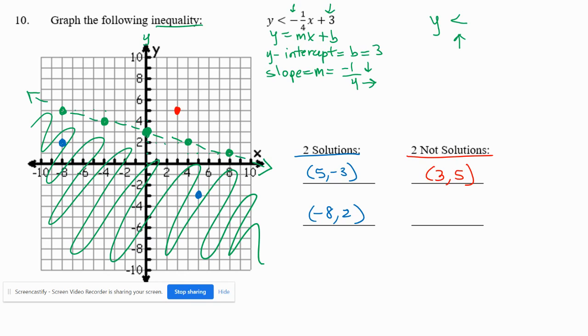Another possibility, a little bit more complicated, but still valid. This point right here, -8, 5, would not be a solution, right? You might be thinking to yourself, but it's right on the border. It is, but the fact that the line is dashed means any point on that line would not be included. If the line had been solid, -8, 5 would have been a solution. So something to just keep in mind.